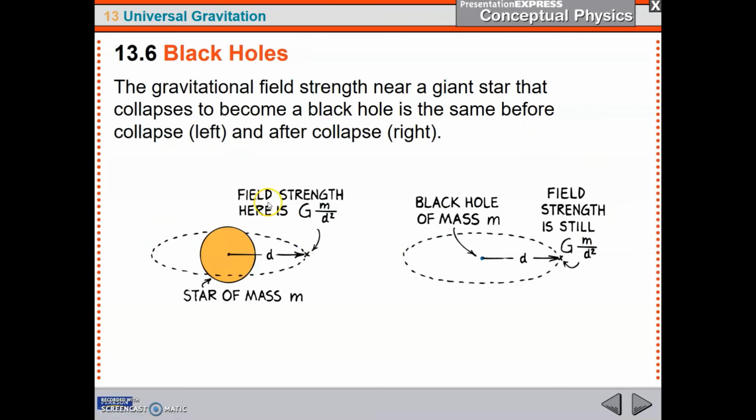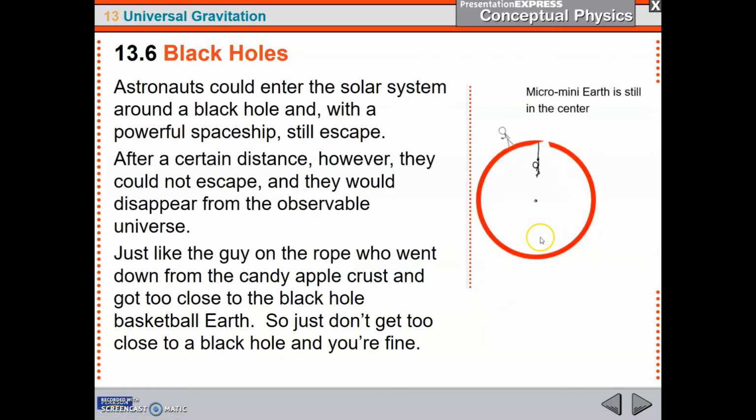Okay? The gravitational field strength, how much gravity there is, near a giant star that collapses to become a black hole is the same before collapse, while the sun's still there, and after collapse, where there is no sun. There's a tiny little black hole in the middle there. So if there's a planet orbiting here and the star turns into a black hole, that planet is still orbiting there just fine. Just like Chad walking around on that.